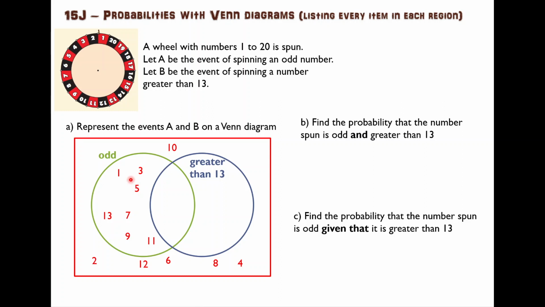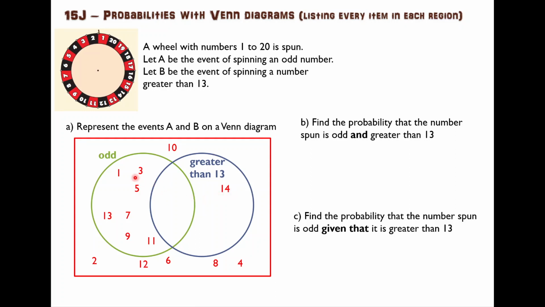14. Is 14 odd? No, 14 isn't odd. It's even. So 14 is not in this circle. Is 14 greater than 13? Yes, 14 is bigger than 13. So 14 goes in here. Notice that this means that it is greater than 13 because it's in the blue circle, but it is not odd because it's outside of the green circle.